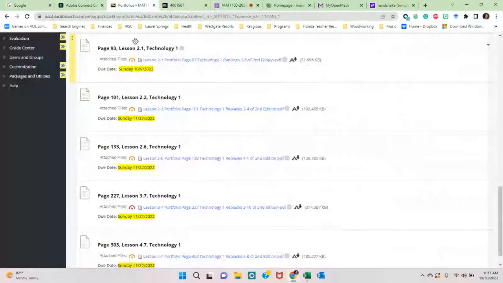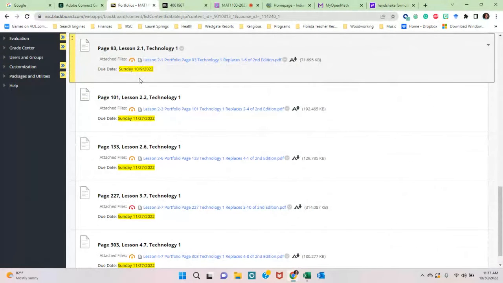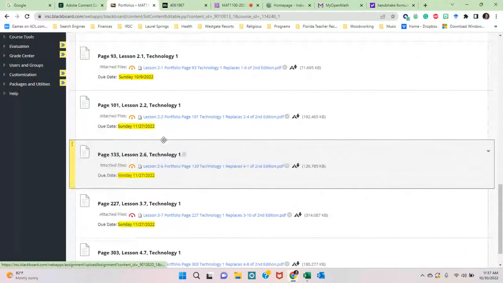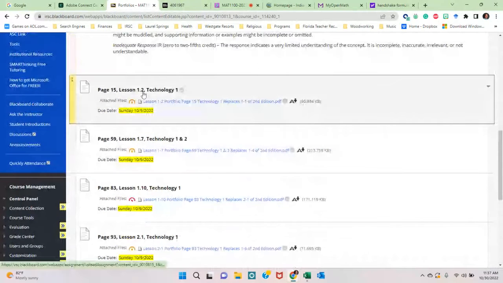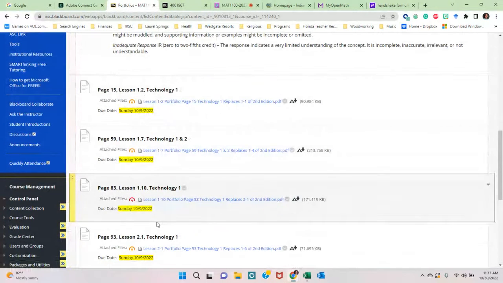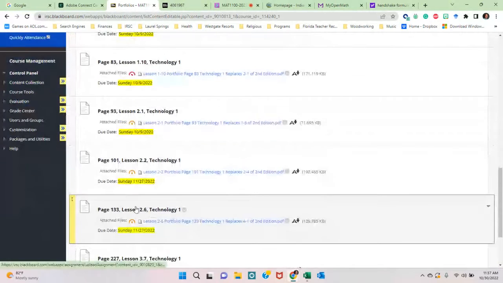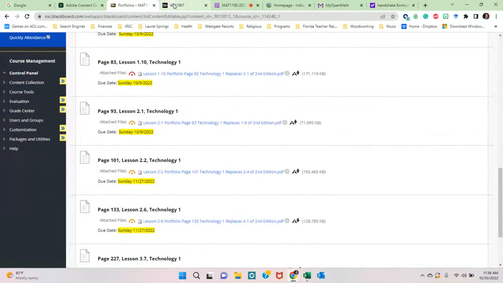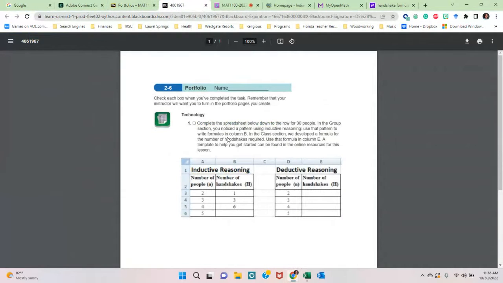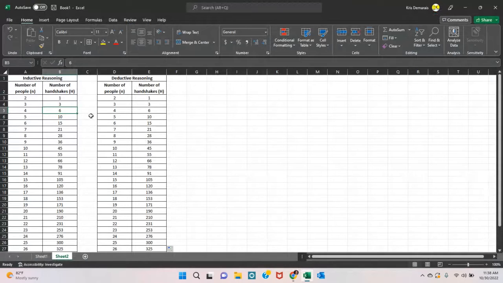Hey, quantitative reasoning students. So we're going to look at portfolio 6 right now. If we look at it, this is 1, 2, 3, 4, 5, and 6. So this one right here provides us these directions: inductive and deductive reasoning. Now, I've already created this one, so I'm going to explain what I've done.